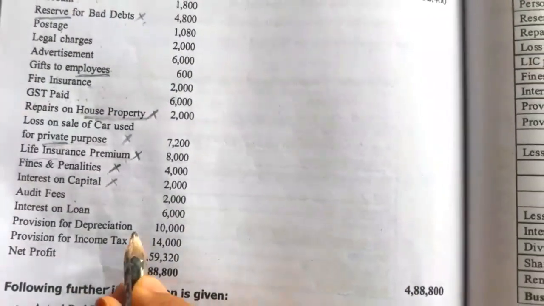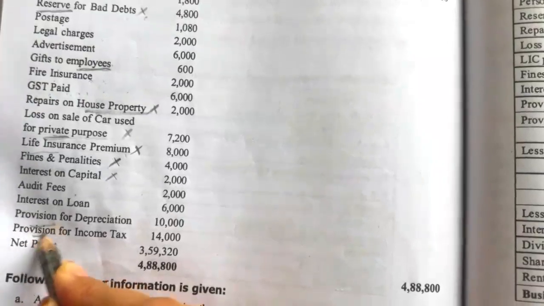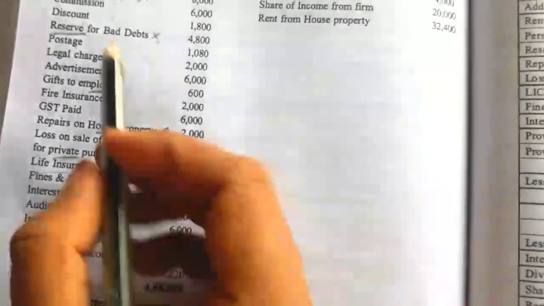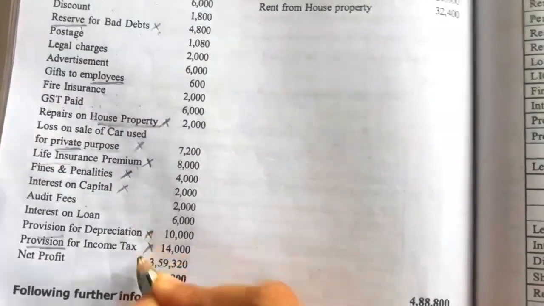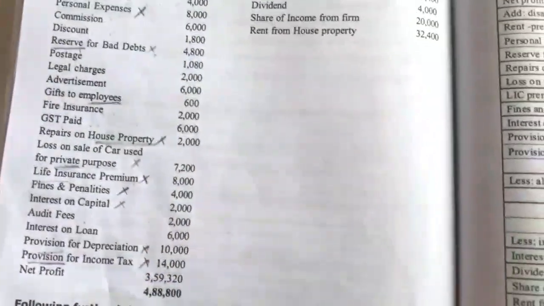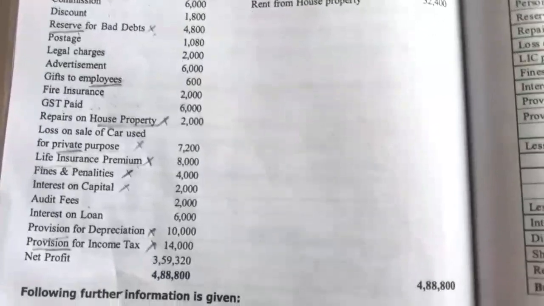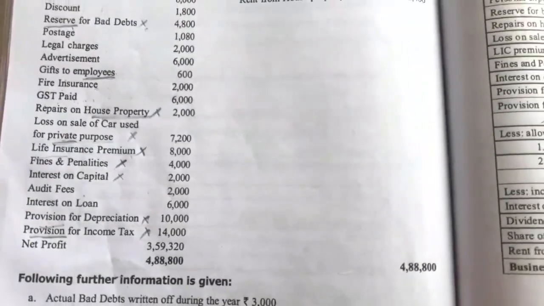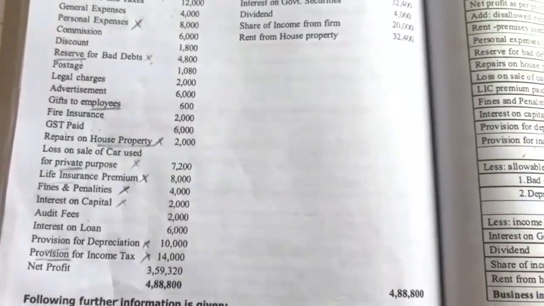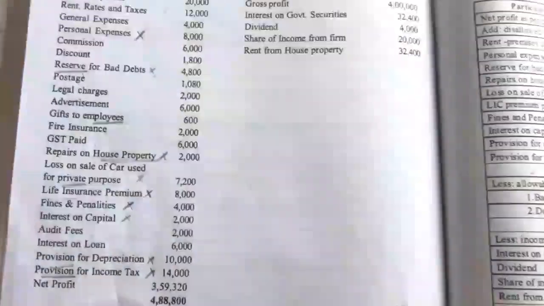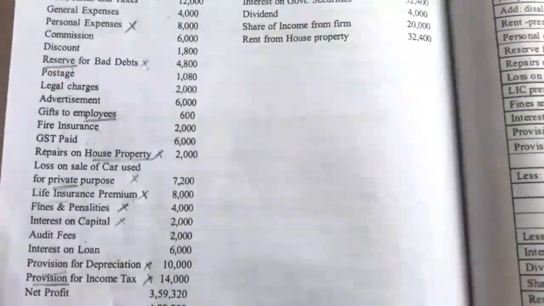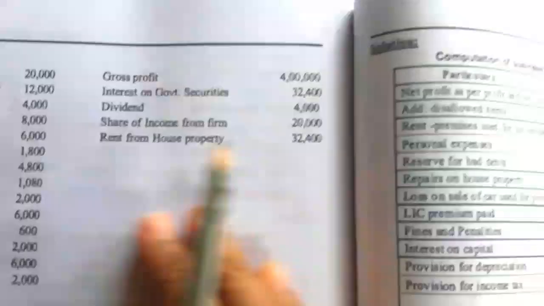Then provision for depreciation. Any provisions are disallowed. Provisions and reserves are disallowed, both are disallowed. Depreciation is allowed, but provision for depreciation is disallowed. Provision for income tax is also disallowed. So these are the disallowed items from the debit side of the profit and loss account. These expenses we have to add to the net profit under disallowed expenses. Next, see the credit side.